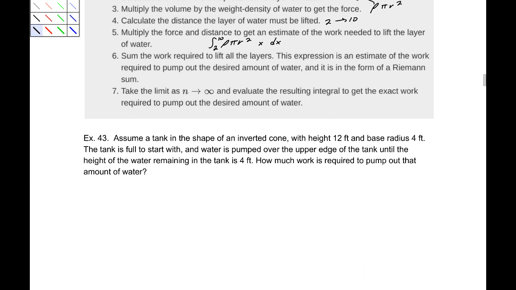Okay, number 43. Assume a tank in the shape of an inverted cone, with a height of 12 feet and a base radius of 4 feet. The tank is full to start with, and water is pumped over the upper edge of the tank until the height of the water remaining is 4 feet. How much work is required to pump out that amount of water?